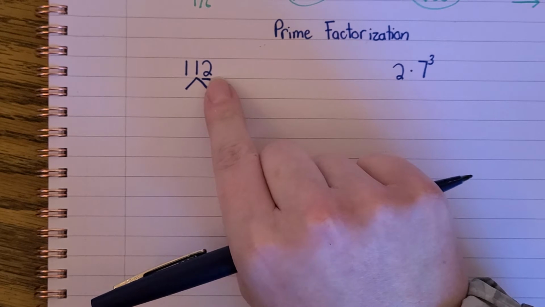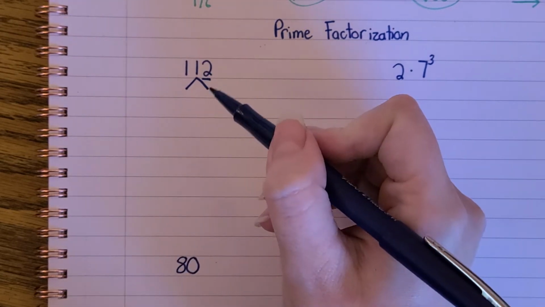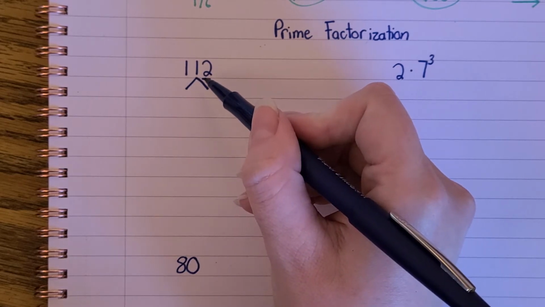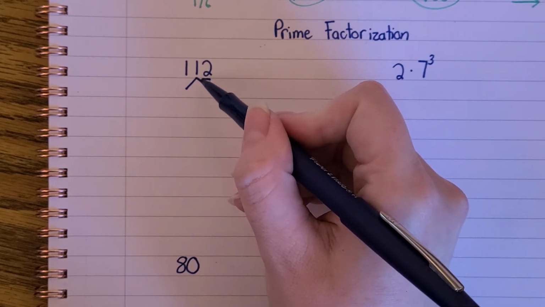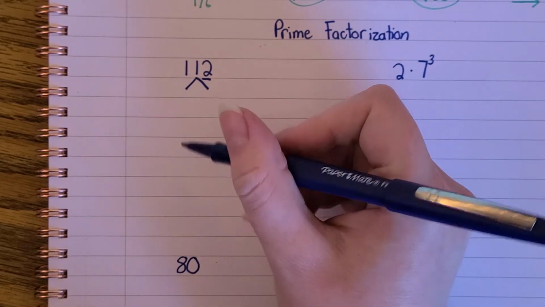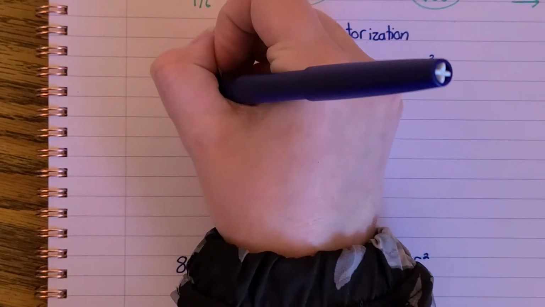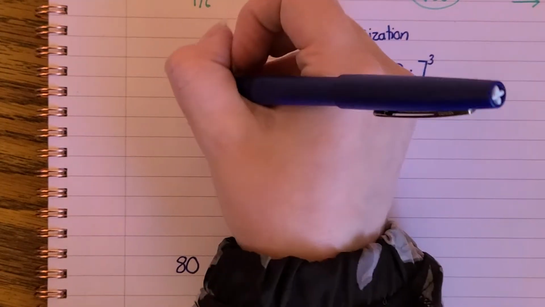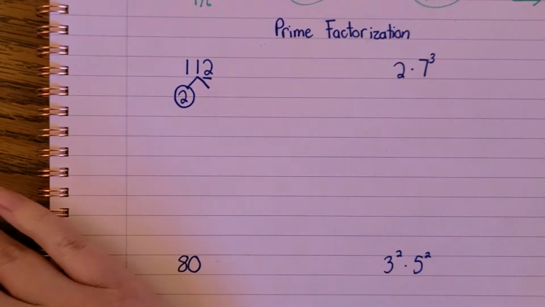Then we'll check for 4, the last 2 digits. 1 and 2 make 12. 4 goes into 12 3 times, so 112 is divisible by 4. I'm going to pick 2. If you see your number is even, I recommend starting with 2, and that's already prime, so you've already ended a branch. Good for you.